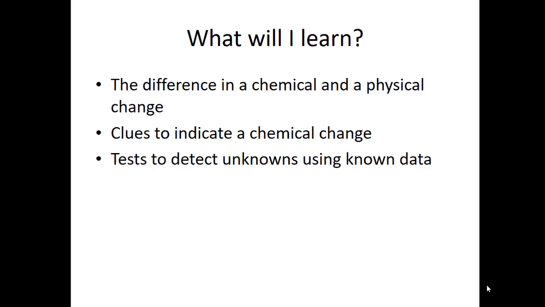Number one, we're going to learn the difference in a chemical and a physical change, which you probably already know, but it's always good to refresh. We're going to learn some clues that indicate chemical changes are occurring, and then how to test unknowns by using knowns and determining what an unknown is.